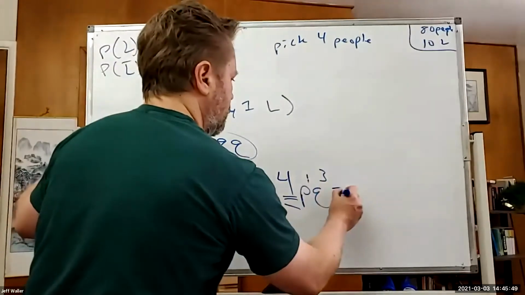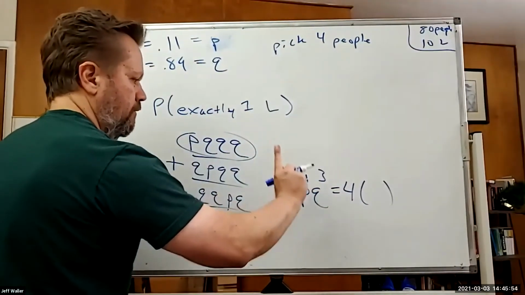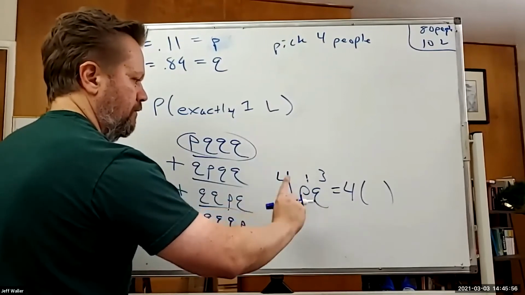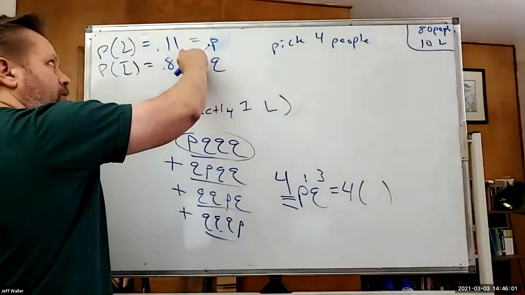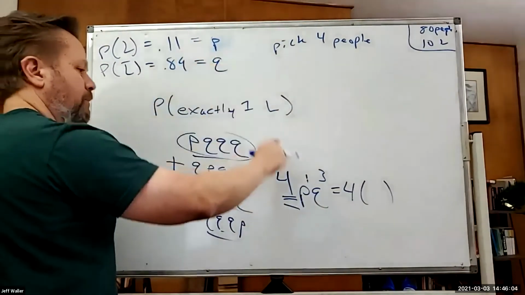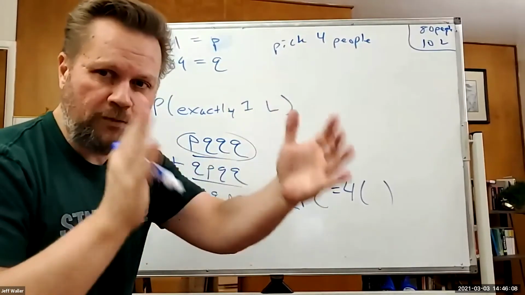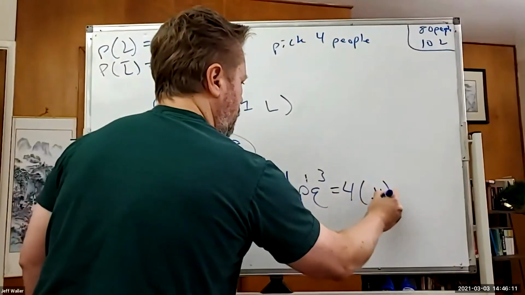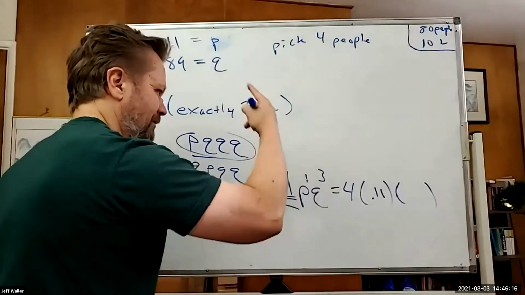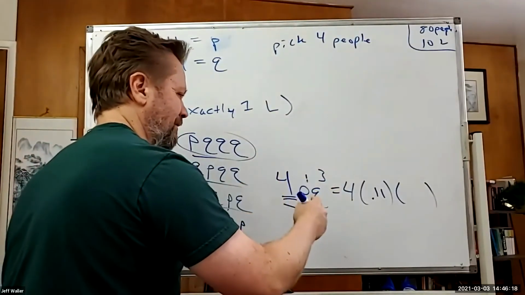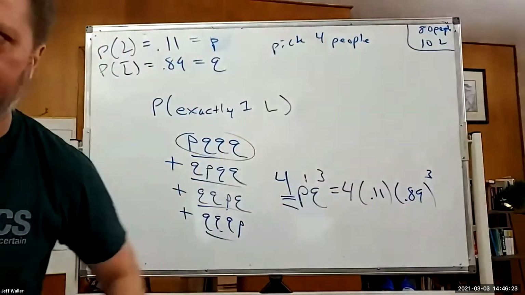So let's figure out what this is. What was the value of P? Oh, 0.11. Yeah, P and Q are probabilities, so they're somewhere between 0 and 1. So this will be 0.11. And what's the value of Q? 0.89. And I got 3 of those bad boys. Can you throw that in your calculator real quick?